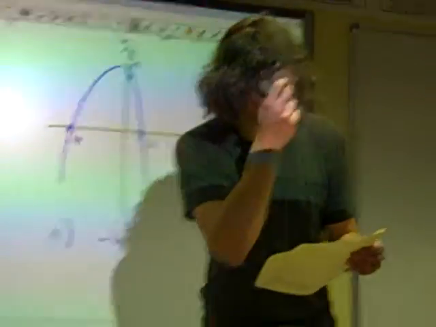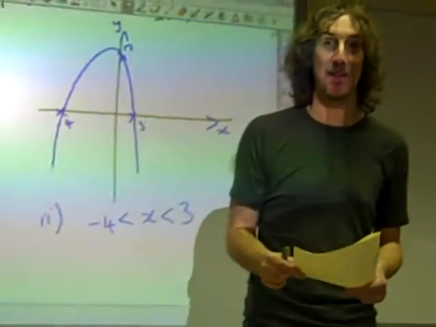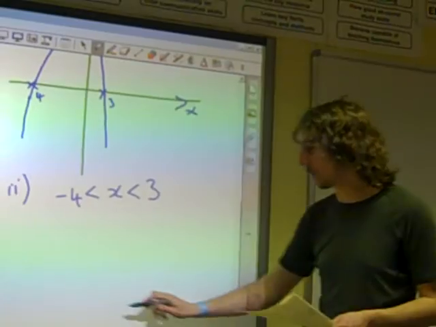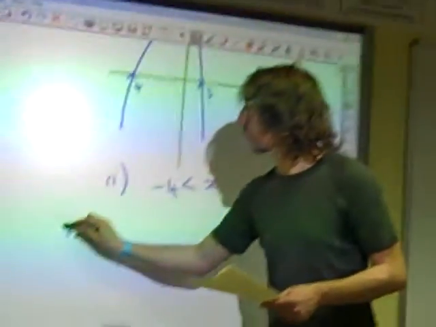Part 3. Find the coordinates of the point of intersection of this curve and this line. Well, this is now a separate question, really. We're now doing simultaneous equations.